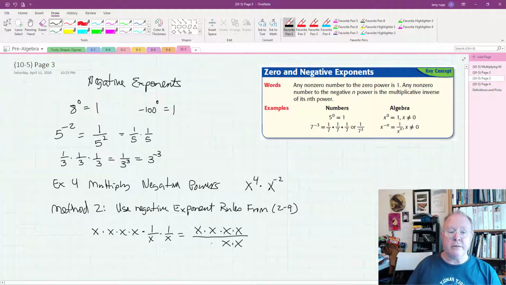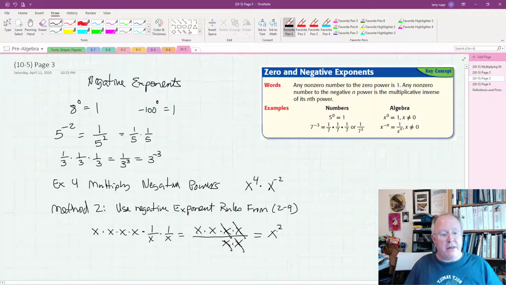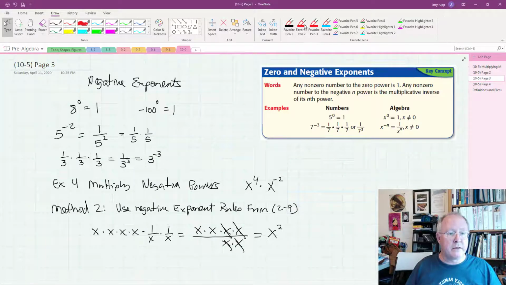Well, you can see what's going to happen here, right? This x and this x cancel. This x and this x cancel. And what are you left with? You're left with x to the 1, 2, x squared. That's the answer using exponent rules, what we just talked about.